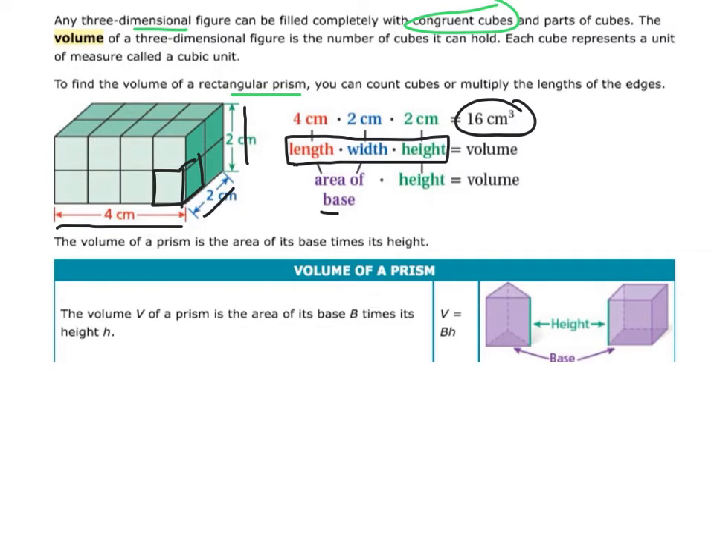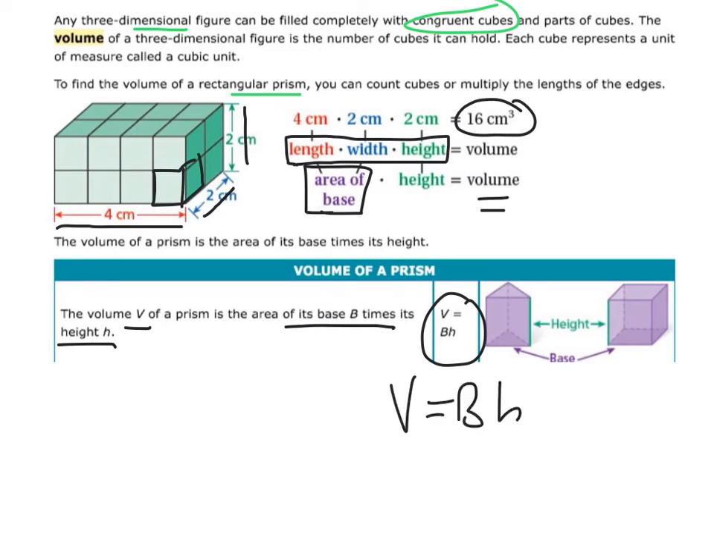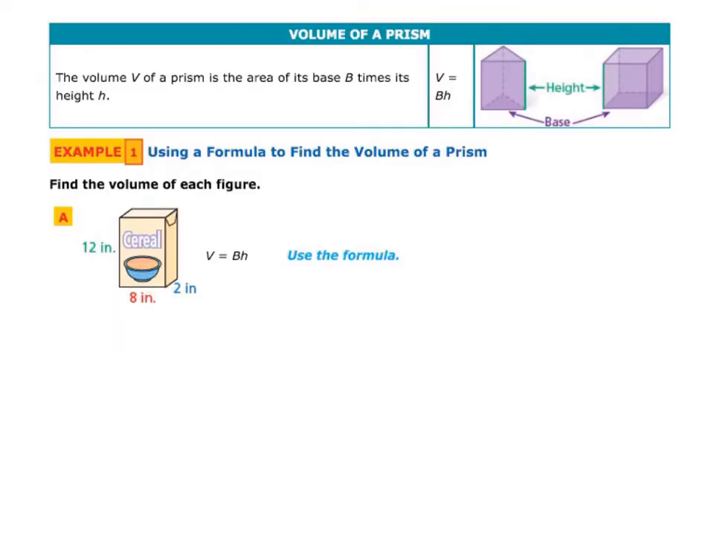To find the area of the base, we multiply the length times the width. So if we find the area of the base and we multiply it by the height, we have the volume. So the formula for the volume of a prism, V, is the area of its base times its height, h. V equals BH, where B is the area of the base. The volume V of a prism is the area of its base times its height.